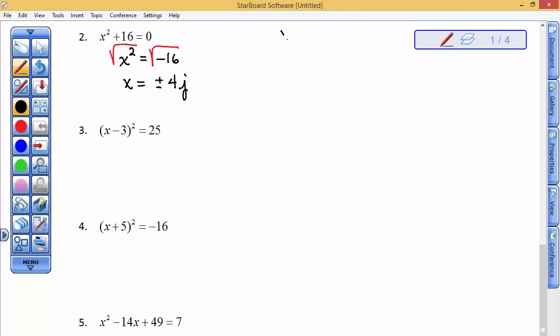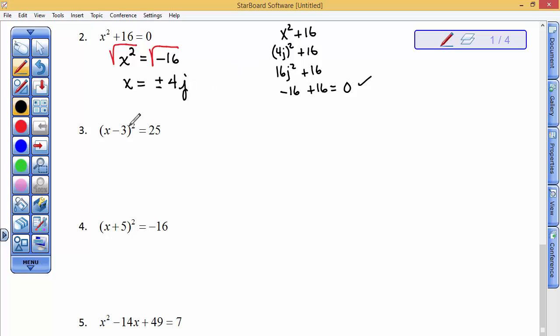And see the original problem, x squared plus 16. If you took a 4j and put that in for x and squared it, 4j times 4j is 16j squared. But remember, j squared is a negative 1. So 16 times a negative 1 is a negative 16, and you add 16 to that, and you do indeed get 0. It would work the same with a negative 4j. I'm not going to go through that proof.